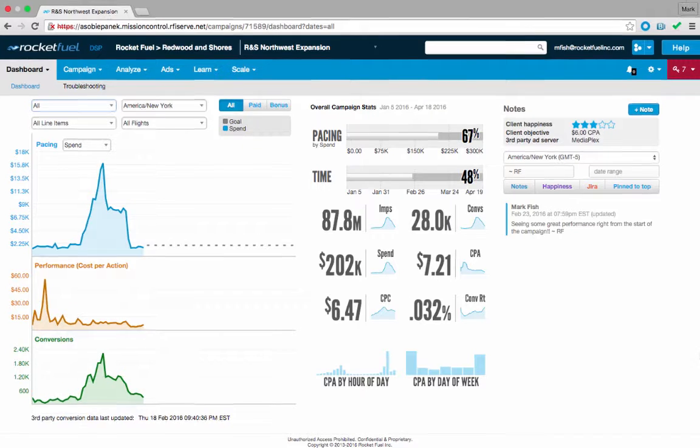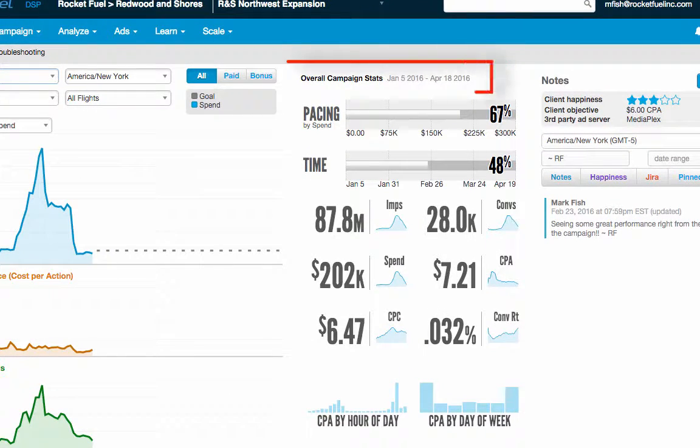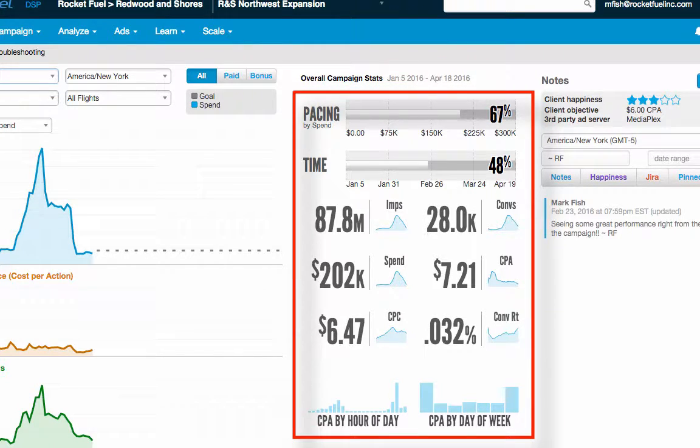Let's start here at the top with overall campaign stats, which simply shows the time frame of this campaign from start to finish. As you can see, this campaign started on January 5th and is currently scheduled to complete on April 18th. All the data displayed directly below is representative of the entire campaign from the start date until today.